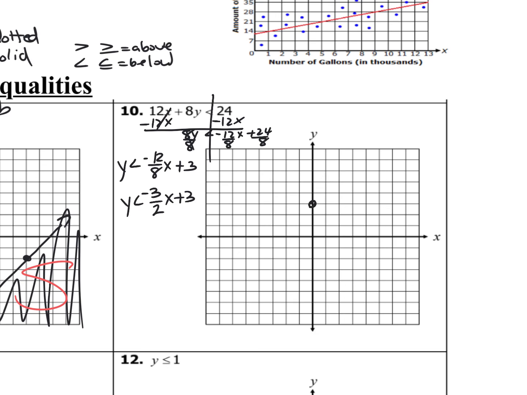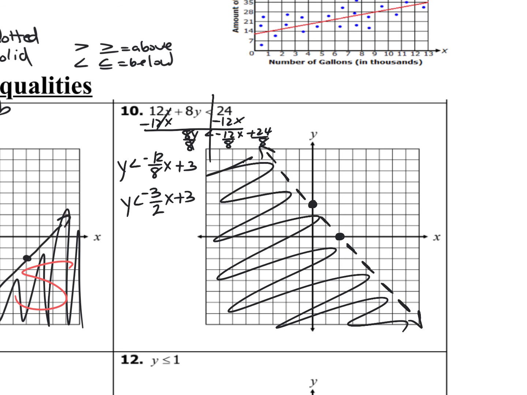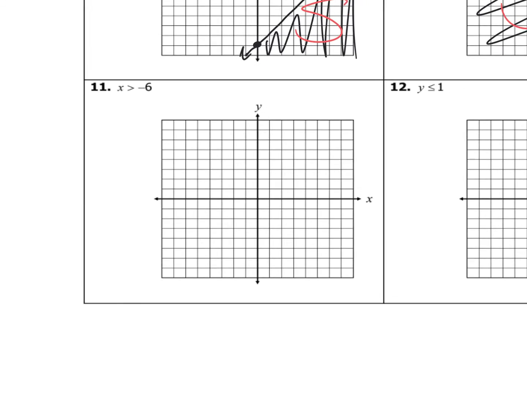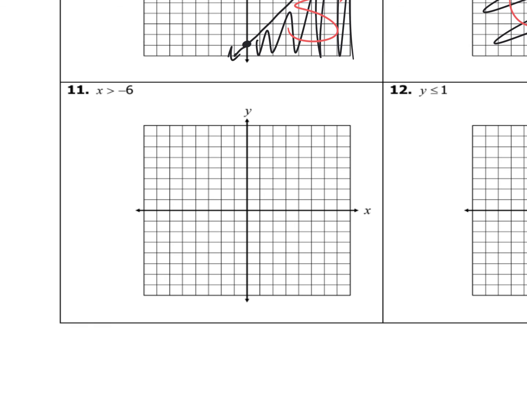All right, so we start at 3. We go down 3, right 2. And this is a dotted line because it's not equals to. And we shade below because it's less than. There's my solutions. All right, number 11, x is greater than negative 6.